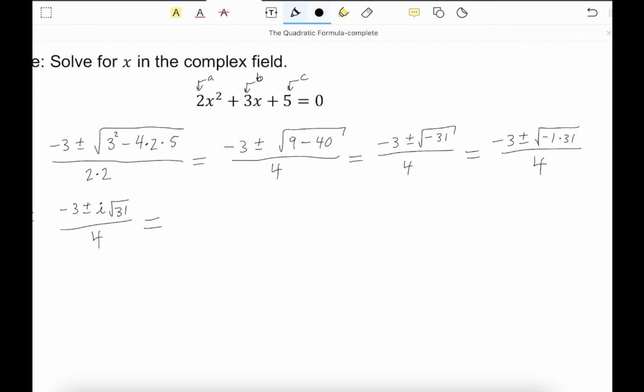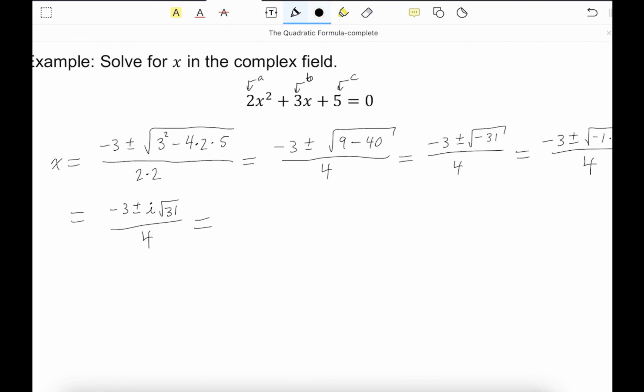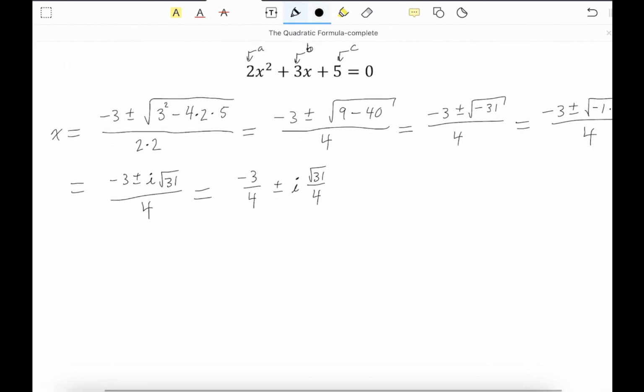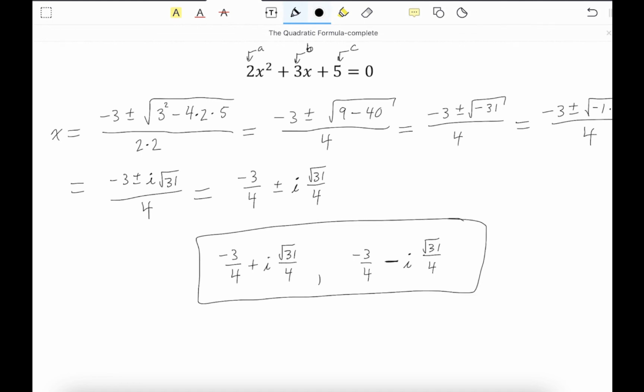Again, I'll share the denominator with both those terms. This gives me negative 3 over 4 plus or minus i square root of 31 over 4. And that's a good way to write it. If you want to write the solutions separately, it's negative 3/4 plus i times the square root of 31 over 4. Put a comma between them. Negative 3/4 minus i times the square root of 31 over 4. One thing to notice, these solutions are conjugates of each other.